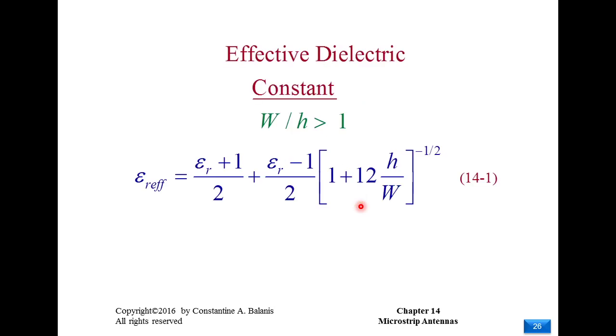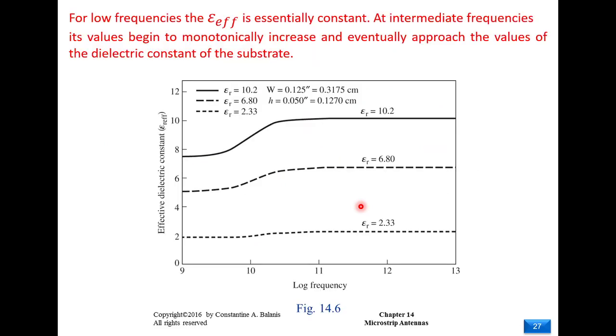Again, moving on with formulas for calculating the effective dielectric constant. At low frequency, the effective dielectric constant is almost flat or constant. This is frequency, this is epsilon effective. At intermediate frequency, around 10 gigahertz, it increases with frequency. And when we go to very high frequency, it reaches the epsilon relative of the dielectric material. So at very high frequency, most of the field will be confined to the dielectric material, and the effective dielectric constant would asymptotically converge to epsilon r of the dielectric material.